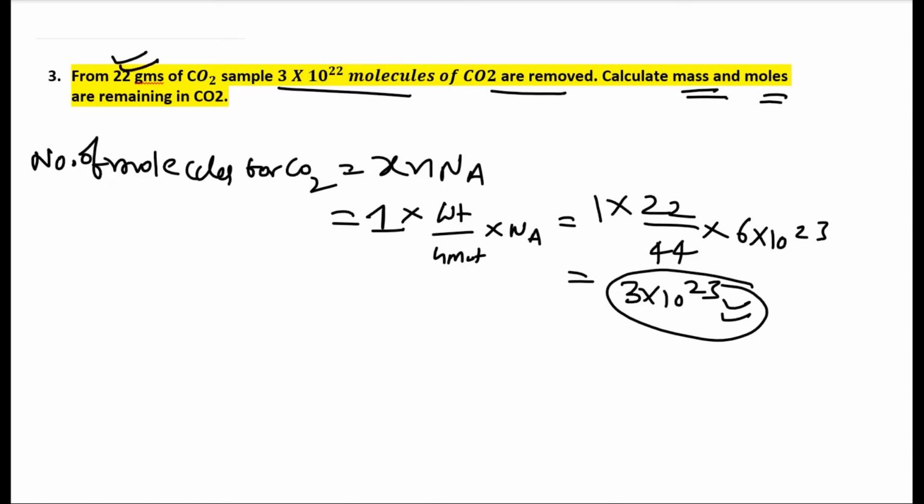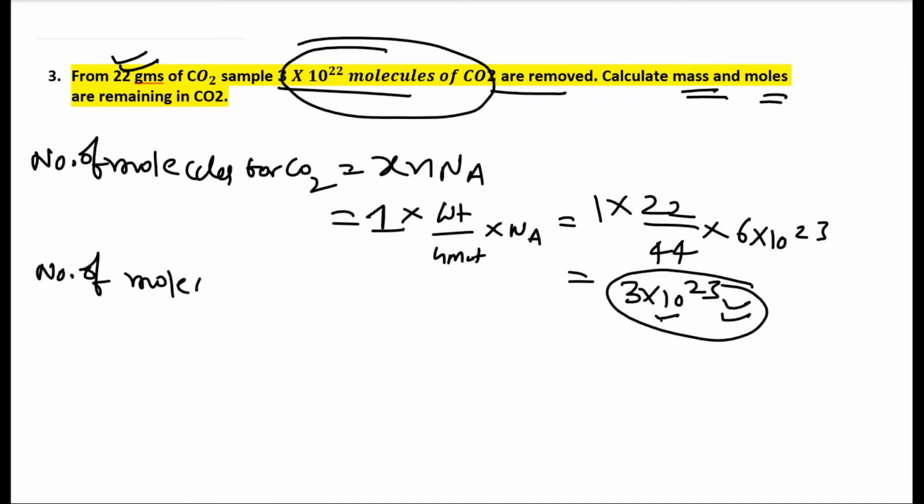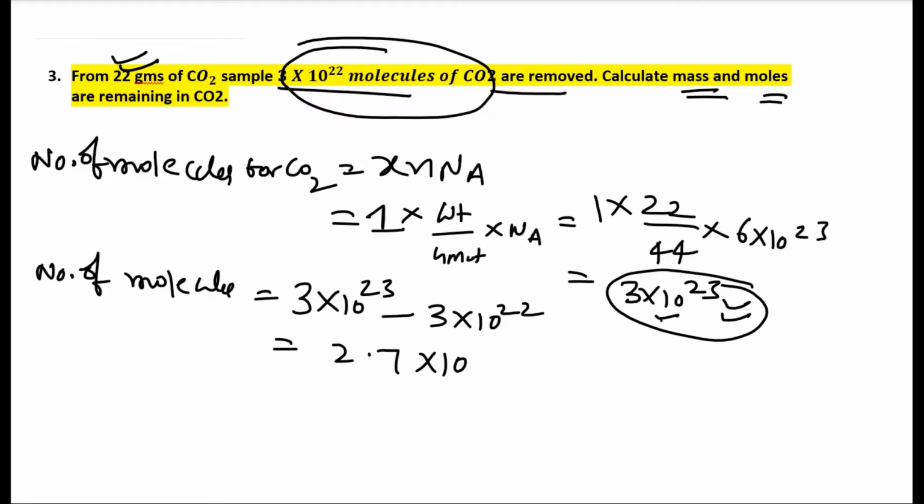From these many molecules, how many molecules are removed? 3 into 10 power 22 molecules are removed. So write the number of molecules which we removed. Originally, how many molecules are present in CO2? 3 into 10 power 23 minus 3 into 10 power 22. After calculation, you are getting 2.7 into 10 power 23 molecules remaining. So these are the final molecules remaining after removal of these many molecules.